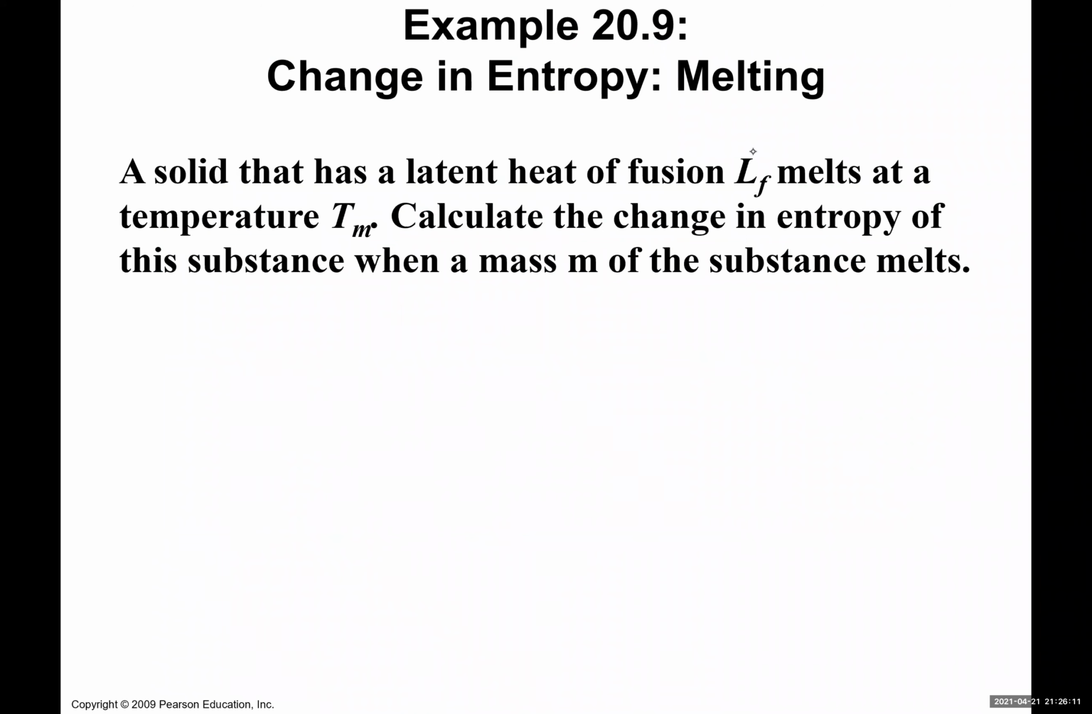Now, another thing we can do here, let's finally look at some examples where you can see how we can calculate entropy. Let's say we have a solid that has a latent heat of fusion, LF, melt at the temperature Tm. So we're going to calculate the change in entropy of the substance when a mass m of the substance melts. Okay. So what we're given here is we want to find the change in entropy. So then change in entropy is equal to the integral of dq over T.